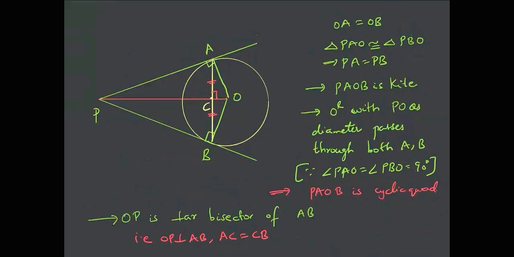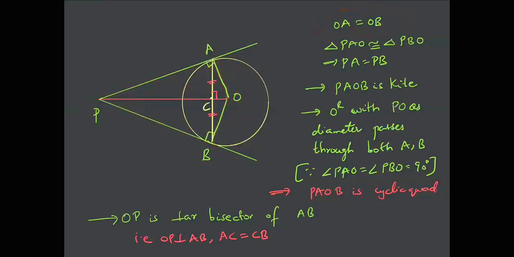Let us study deeply what happens when we draw two tangents from an external point to a given circle. This is the given circle with center O. From an external point P, we have drawn two tangents, PA and PB. Now OA is equal to OB, because OA is a radius and OB is a radius. OA is perpendicular to PA and OB is perpendicular to PB because of the first property we have studied for tangents, that the line drawn from the center to the point of contact is perpendicular to the tangent.